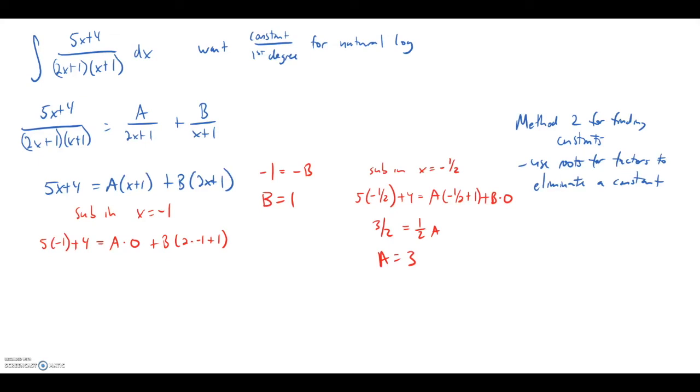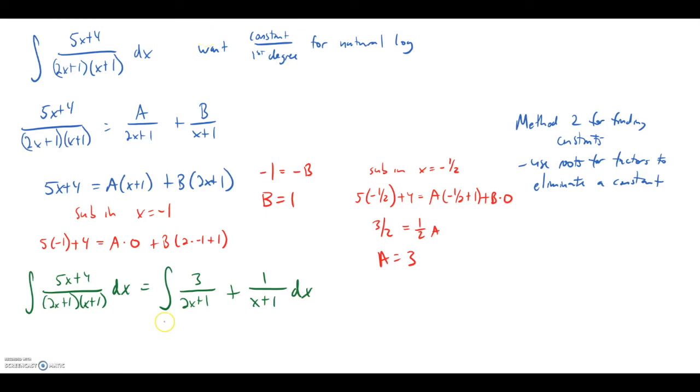We now have our constants, so we can complete our partial fraction decomposition. The integral of 5x plus 4 over 2x plus 1 times x plus 1 with respect to x can be broken into the integral of 3 over 2x plus 1 plus 1 over x plus 1. Now we do want to be careful here, realizing we are going to get natural log functions out of this, but we should still be thinking through u substitution.